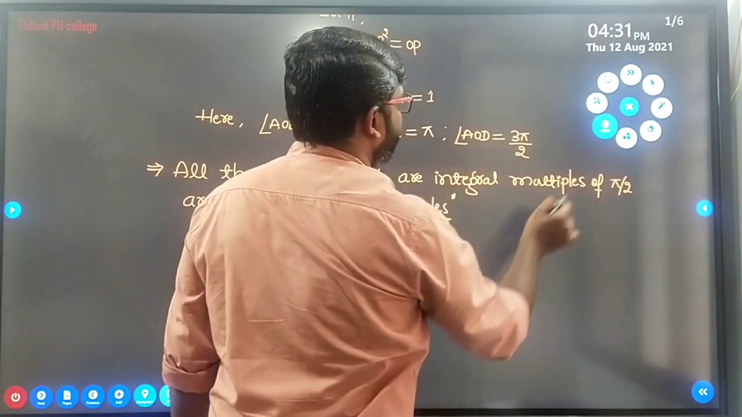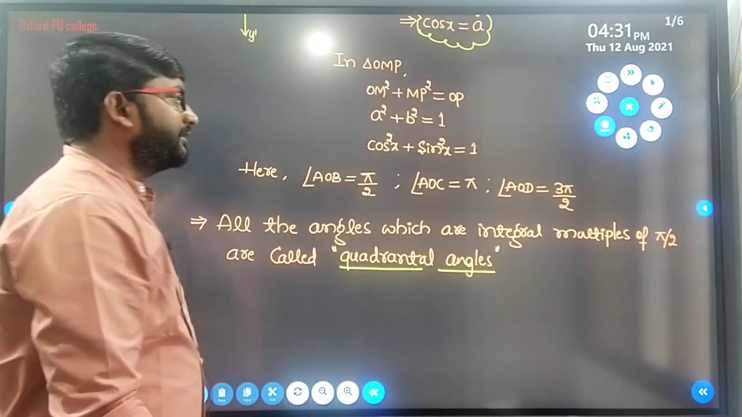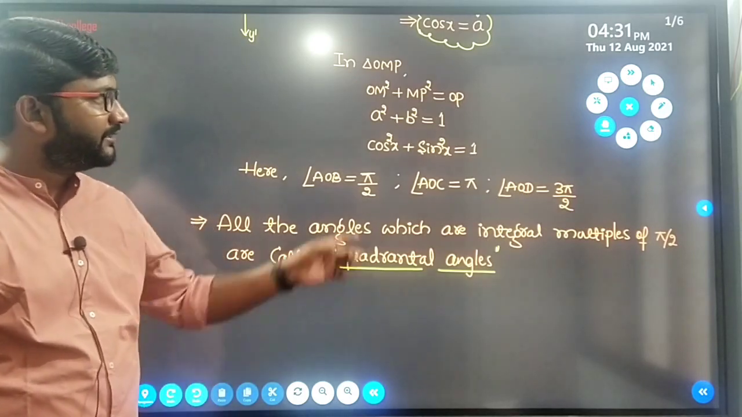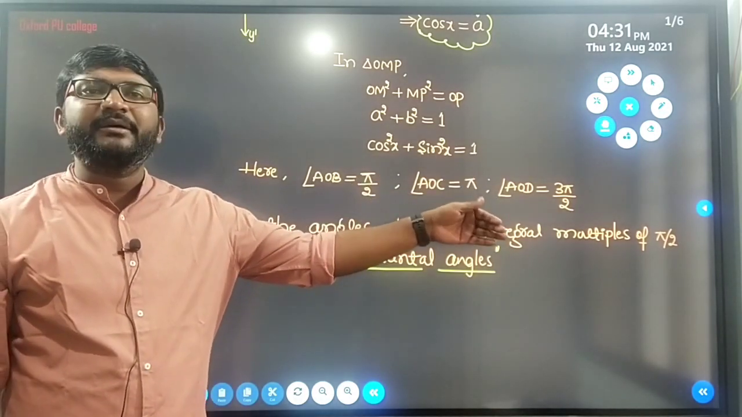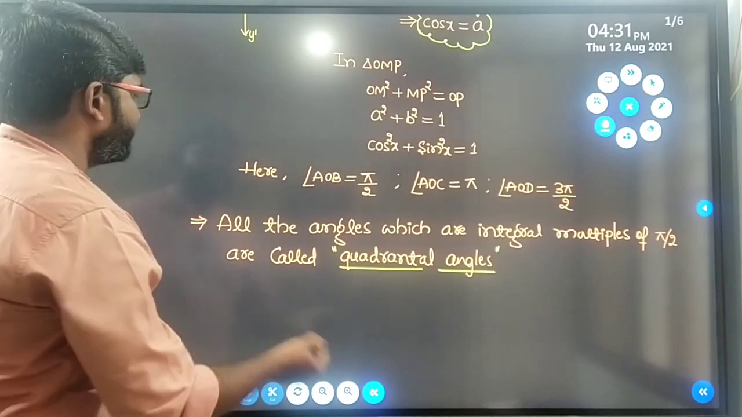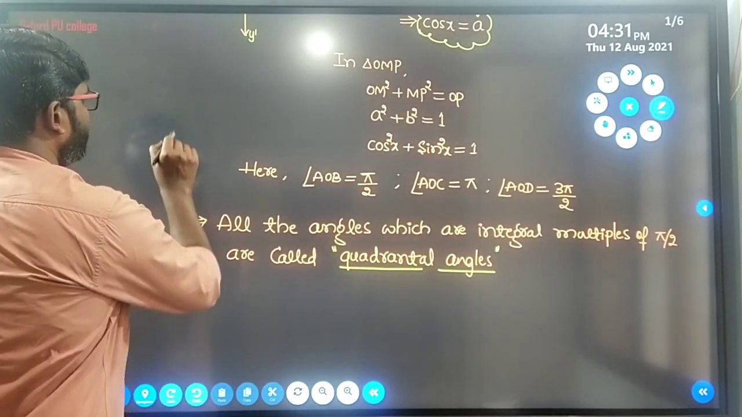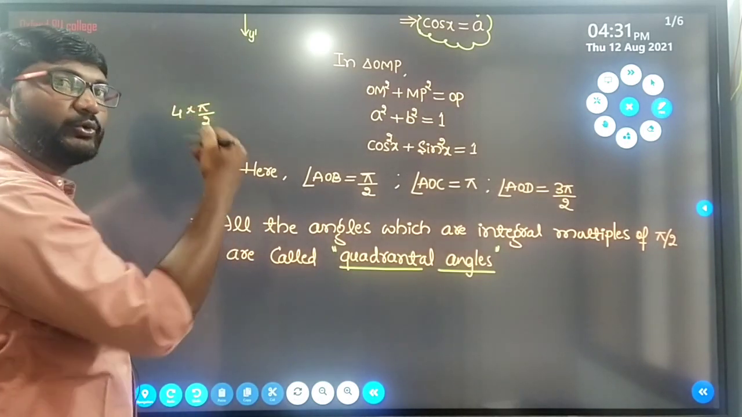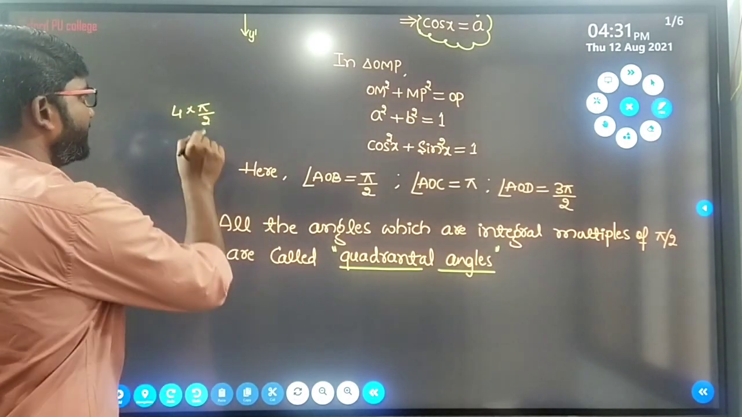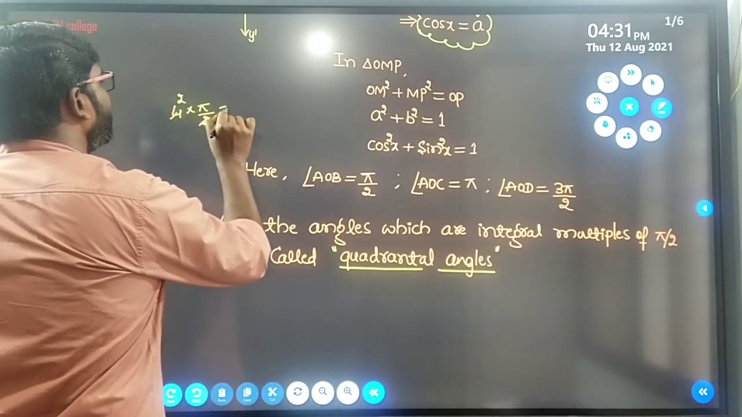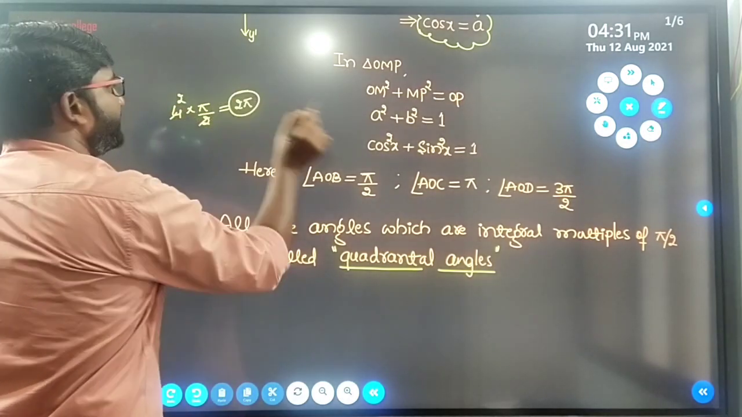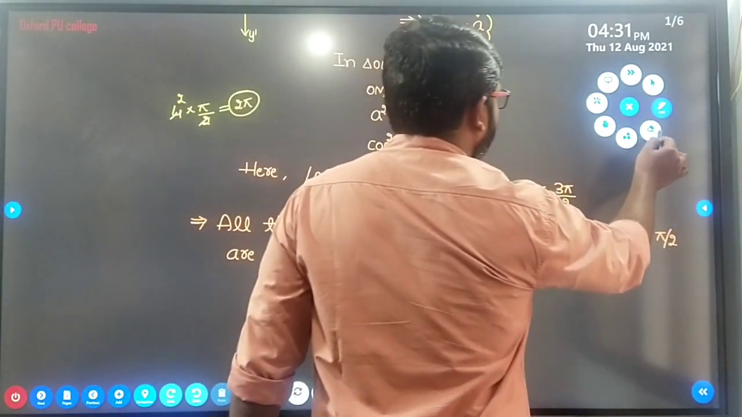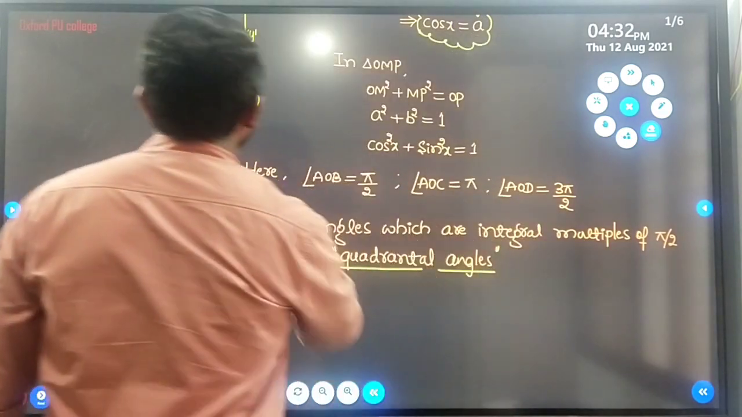So what is the definition of a quadrantal angle now? All the angles which are integral multiples of pi by 2 are called quadrantal angles. Pi by 2, pi, 3 pi by 2, what will be the next angle now? That is 4 pi by 2. So 1 pi by 2, 2 pi by 2, 3 pi by 2, 4 pi by 2. Here 2 ones are 2, 2 twos are 4, so that is nothing but 2 pi. So after 3 pi by 2, the next angle will be 2 pi. So this is about the quadrantal angles.